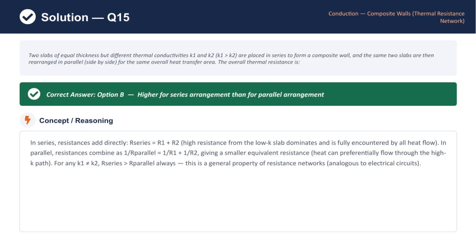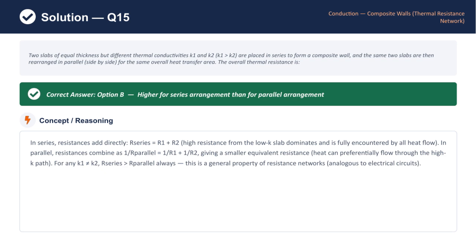Here we're looking at the thermal resistance of composite walls made from two slabs with different thermal conductivities. When these slabs are arranged in series, meaning one after the other, the total thermal resistance is simply the sum of the individual resistances. This is because heat has to pass through both slabs sequentially. So the lower conductivity slab, which has higher resistance, dominates and affects the entire heat flow.